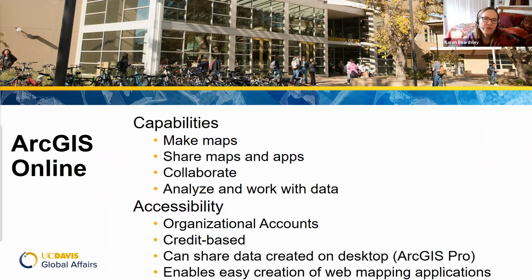So how do you access it? Well, there are these organizational accounts, which I mentioned, and we will work together on setting you up if you haven't already done so, with the UC Davis organizational account. And again, there are many, many others. I'm sure the California State Department of Forestry and Fire Protection has an ArcGIS Online organizational account. UC Davis has one. The Humphrey Fellowship Program has one.